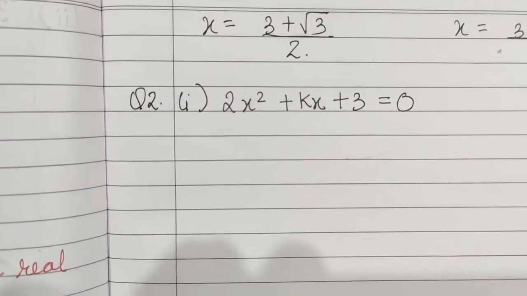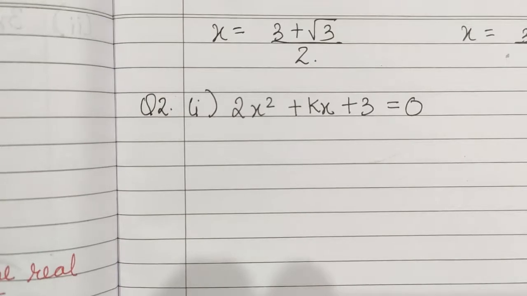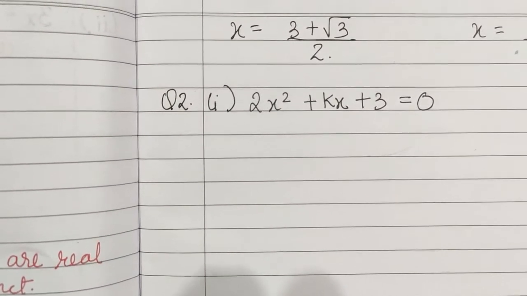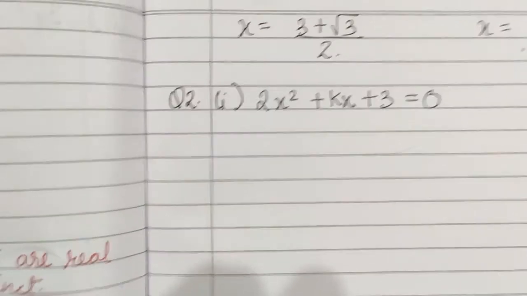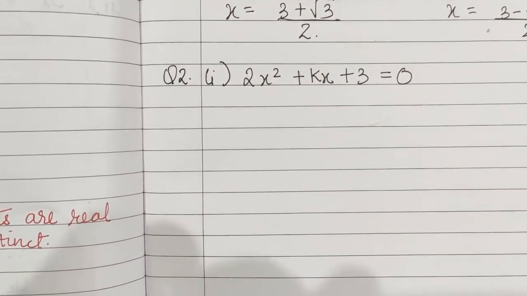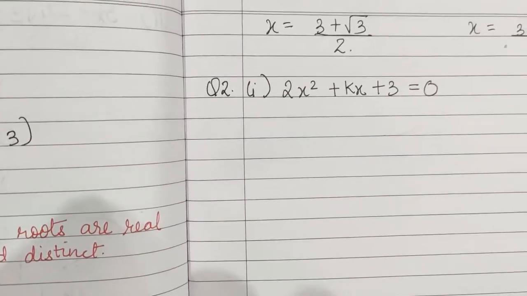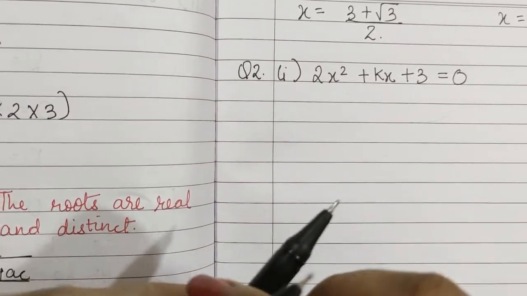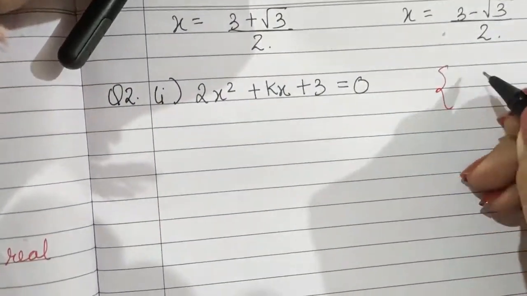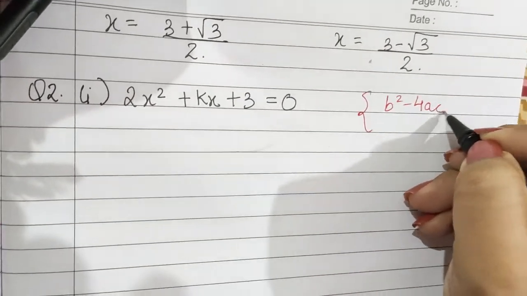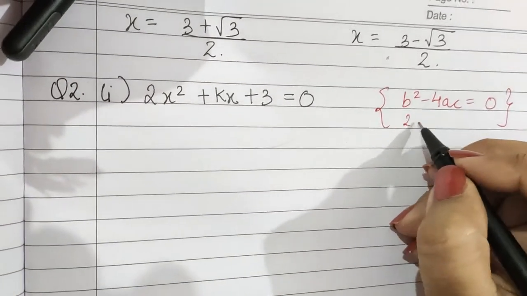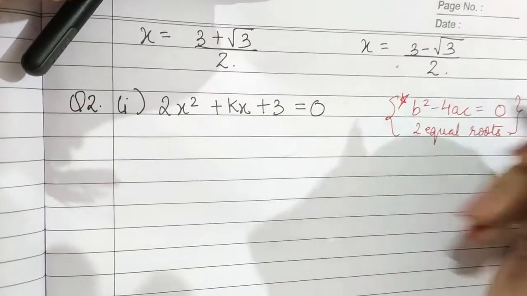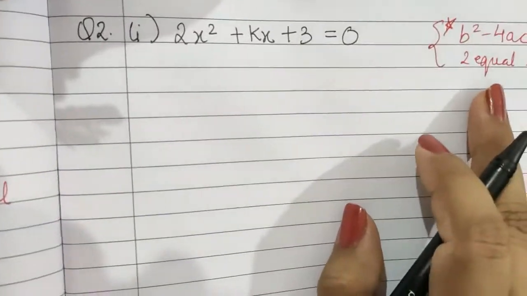Our second question is, find the values of k for each of the following quadratic equations so that they have two equal roots. Our first one is 2x squared plus kx plus 3 is equals to 0. Now children, over here in the question a hint is given that they have two equal roots. When do we have two equal roots? When b square minus 4ac is equals to 0. Then we have two equal real roots, isn't it? So this is one particular hint given in the question. Now with the help of this only we are going to solve our equation.